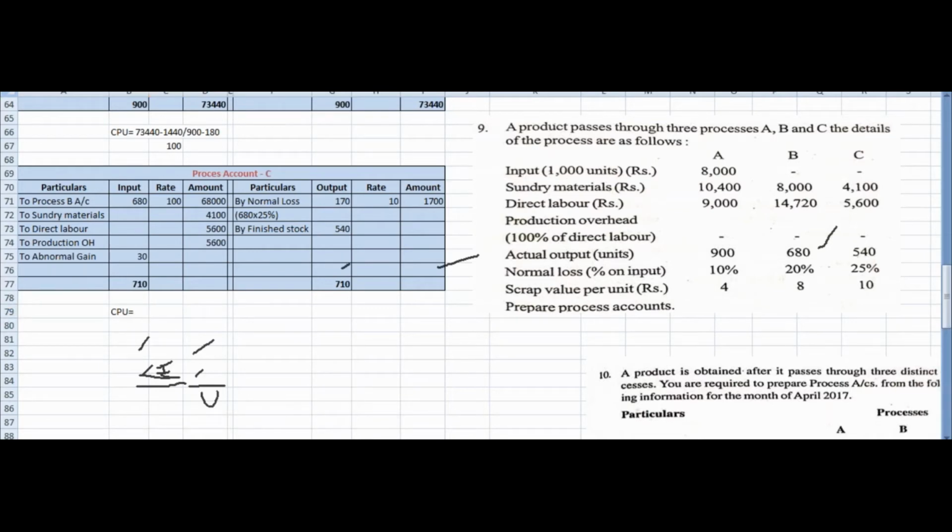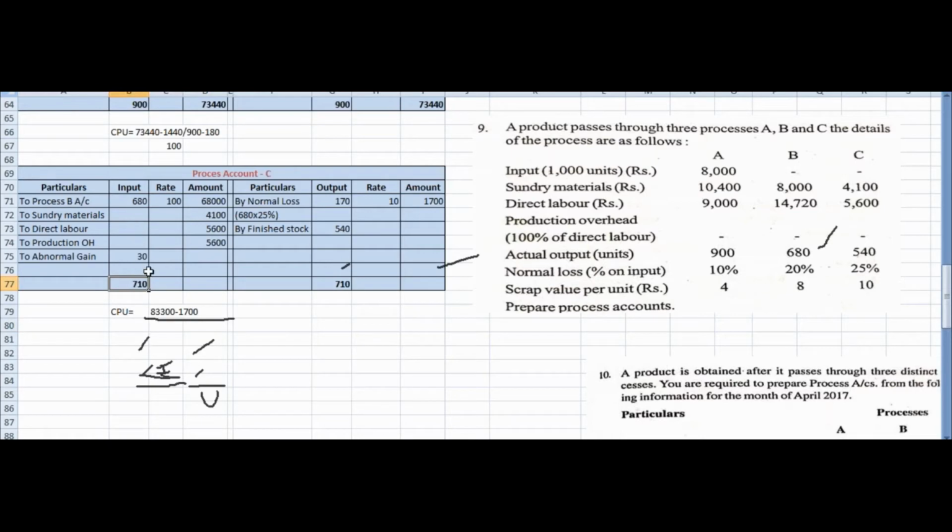If I show you in a different way, like this. What is the total amount of this one? This total 83,300. Check one more. 83,300 minus what is your normal loss amount here? See this amount, 1,700. Divided by your total units, meaning don't take this one.